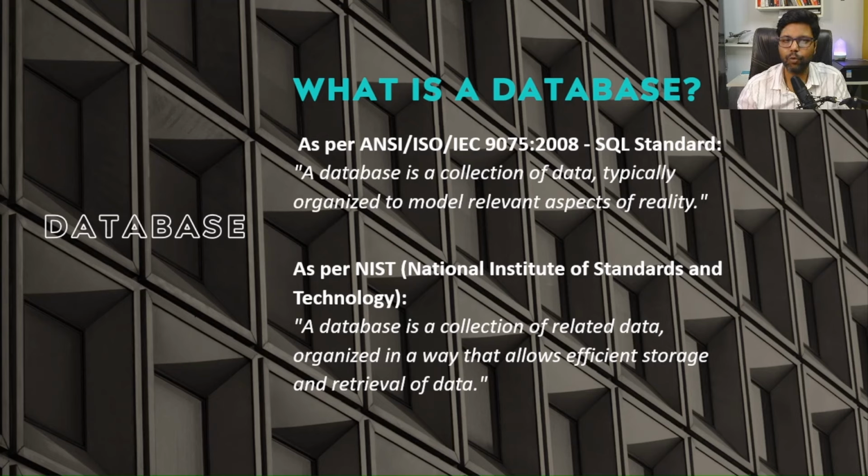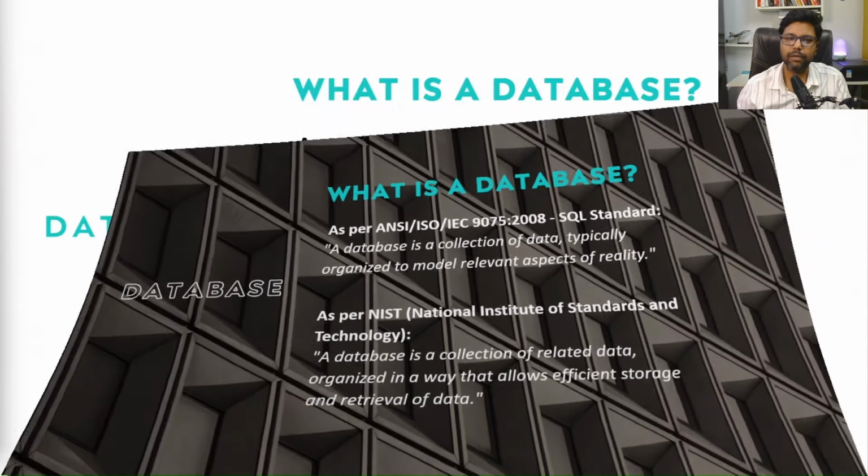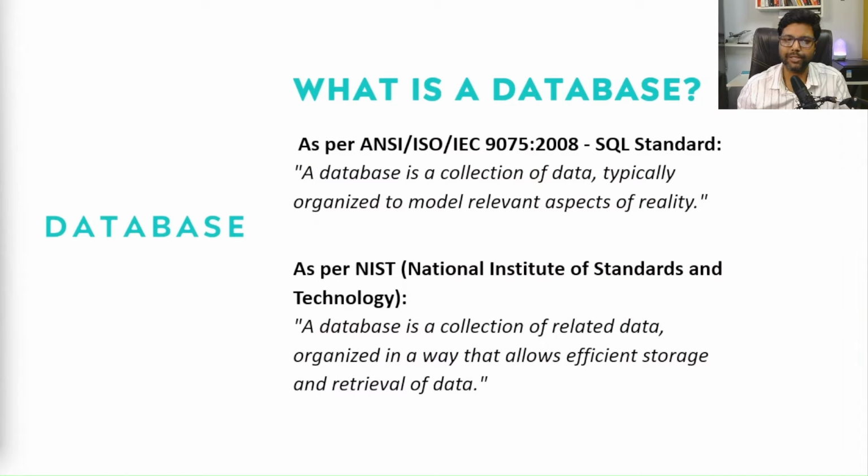Now let's take a look at another definition of a database. As per NIST, which is the National Institute of Standards and Technology, a database is a collection of related data that's organized in a way that allows efficient storage and retrieval of data. This definition focuses on two main features. The first one is efficiency, and the second one is ease of data access.